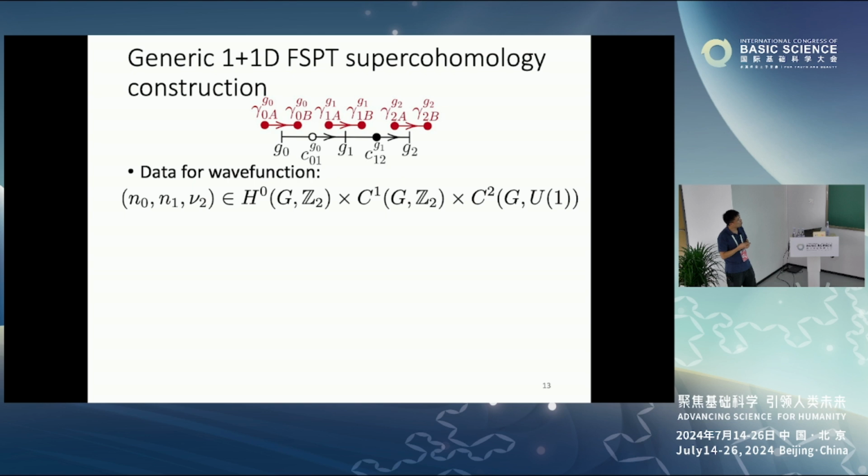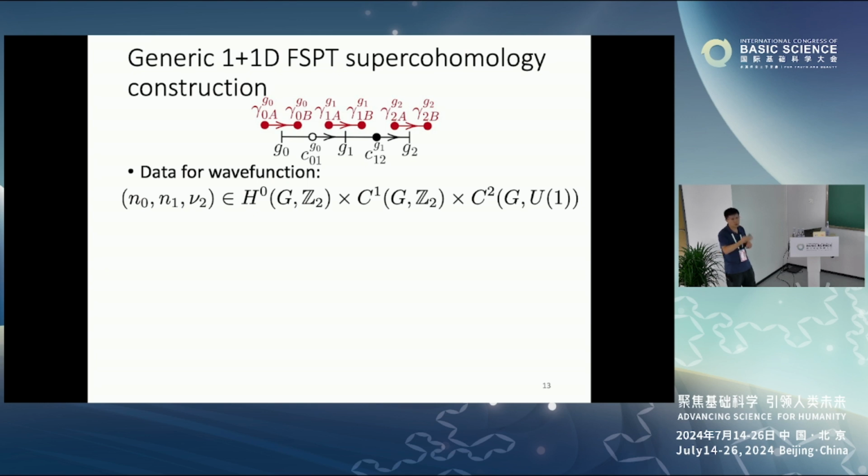And then we put a complex fermion. On the link, we put a complex fermion mode, c_01, also with a label of group element g. And then we put this Kitaev-type chain. So we have 3 layers. One is the bosonic layer, another is the complex fermion layer, and the third layer is the Kitaev-type chain layer. So we put all these 3 layers together, and we obtain this triple, n0, n1, and nu2.